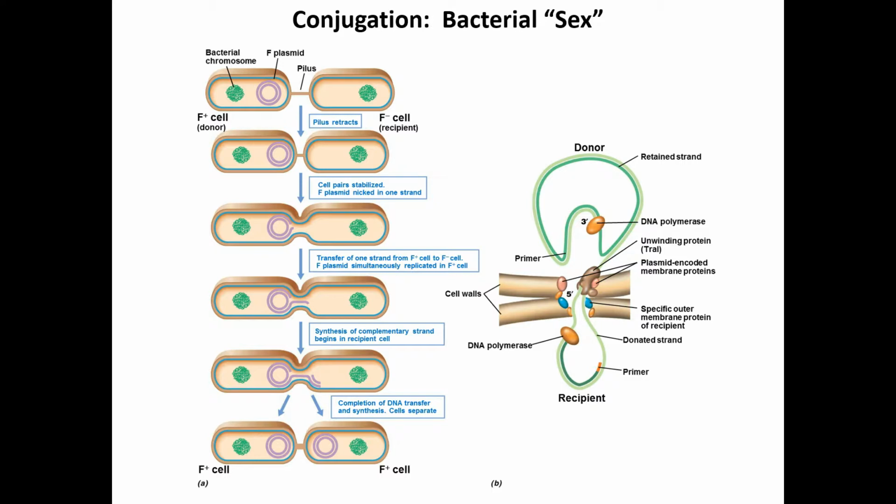The membranes fuse. You have a nick in the F plasmid DNA, and it gets transferred into your recipient cell here. And as it enters the recipient cell, it's going to begin to be replicated. And eventually, the two cells will separate. And your F- cell initially becomes an F+ cell once it has this plasmid.